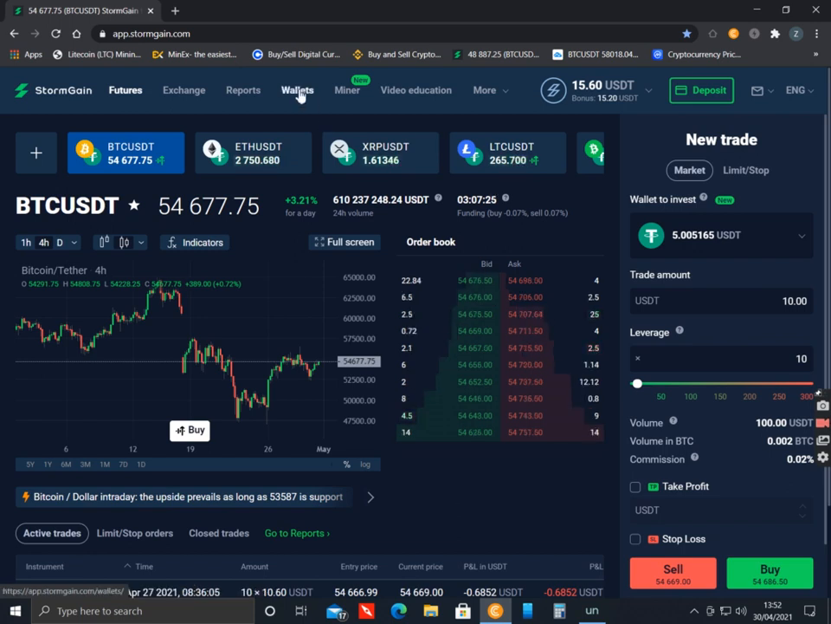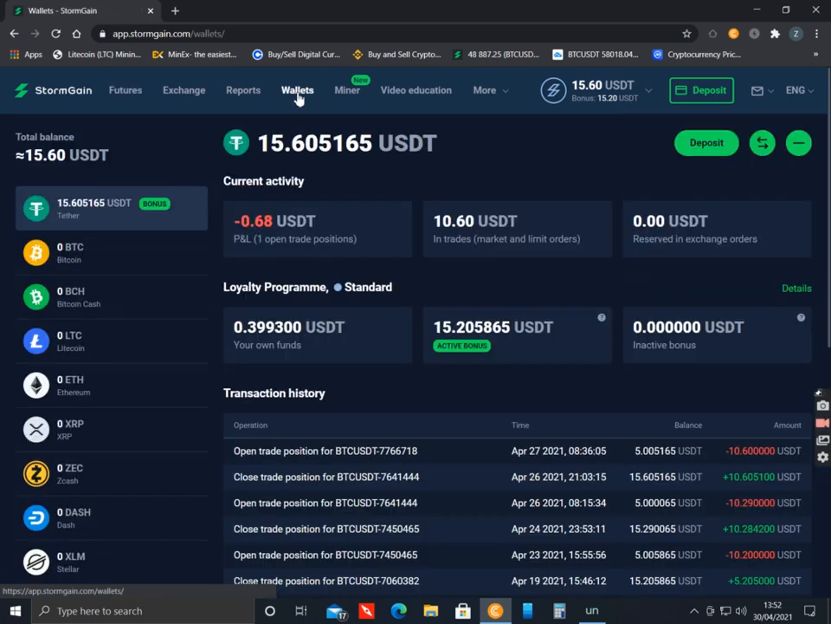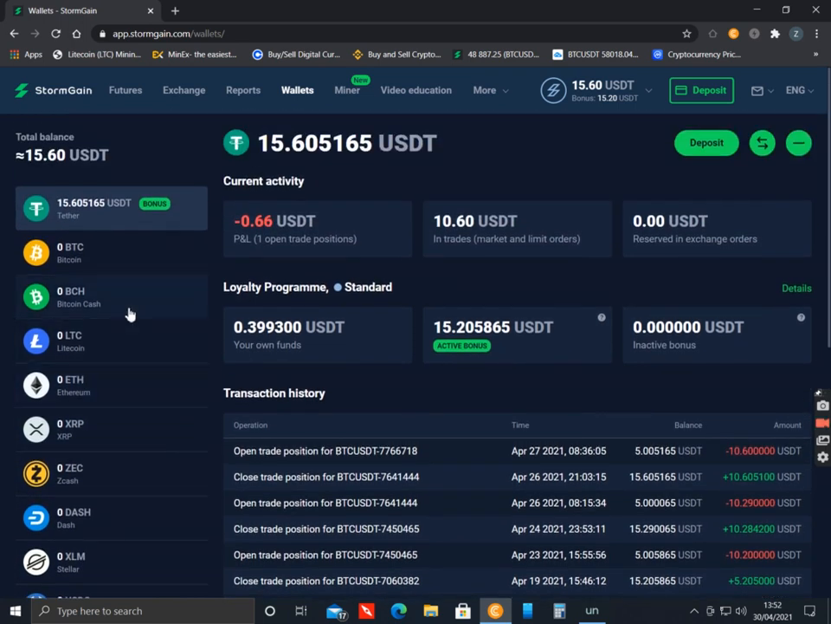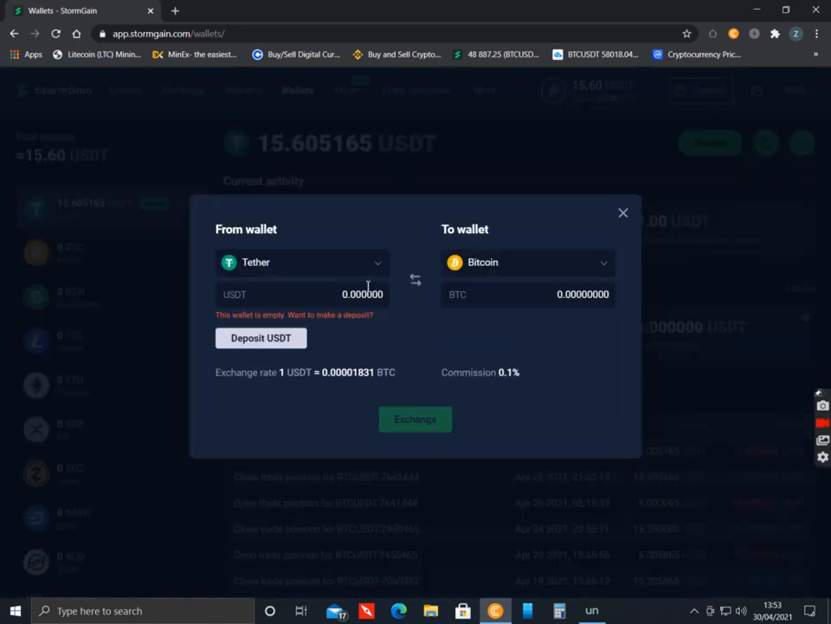Now if you go over to the top here where it says wallets and click on that, this gives you your basic overview of your entire wallet or portfolio, whatever you want to call it. And then these are all your different wallets that you've got for different coins. Now to exchange from one to another is very simple. Next to where it says deposit, there are two arrows going in opposite directions. You just click on that, and this exchanges it from one wallet to another.